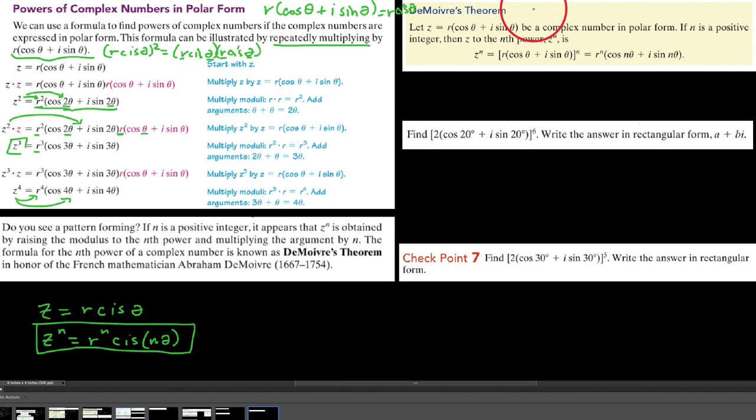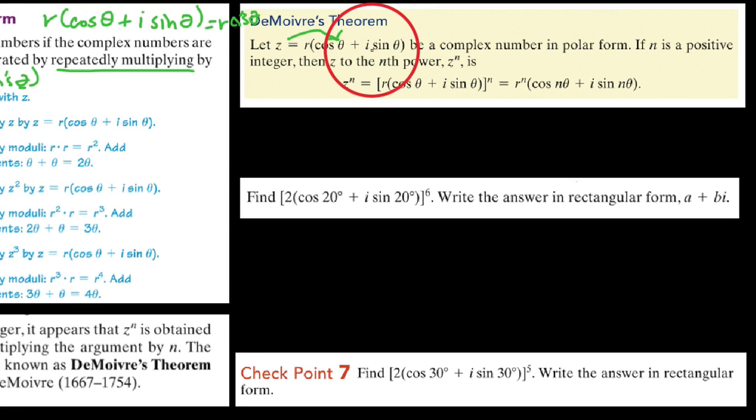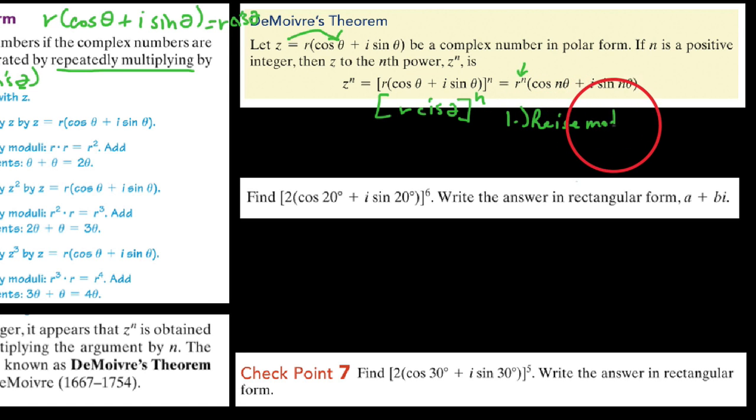DeMoivre's theorem basically states that, given any complex number r cis theta, or r cosine theta plus i sine theta, as long as it's in polar form, if n is a positive integer, some positive counting number, then z to the nth power is r cis theta to the n power. We're going to take our modulus and raise it to the power given. So if we're raising it to the second power, we'll square it.